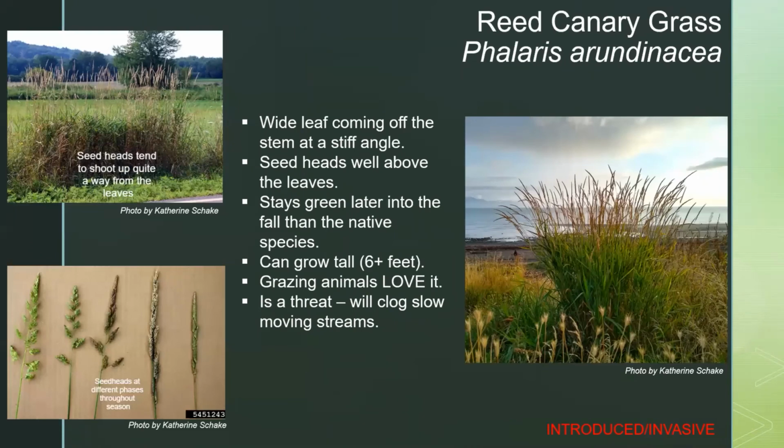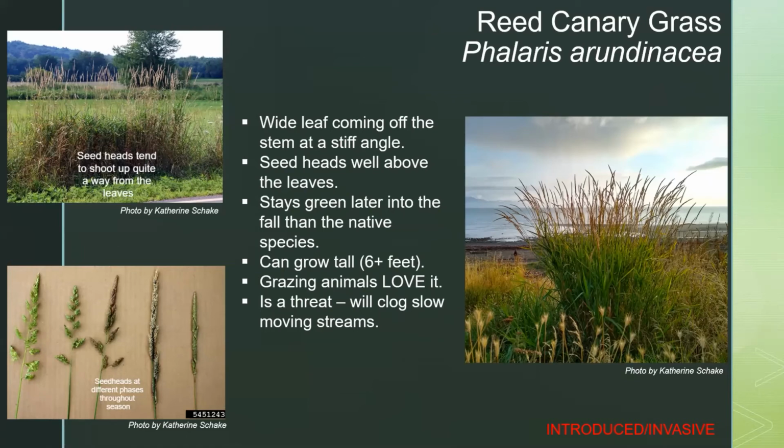Reed canary grass is a similar look-alike. It's got a leaf that comes off at an angle, kind of like quack grass. It's got a stiff leaf. Its seed heads are well above the leaves. It stays green later in the fall. It grows tall. And as an aside, grazing animals love it.